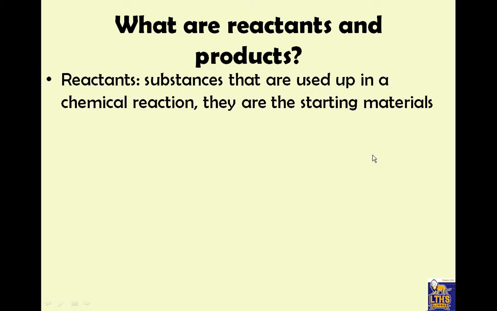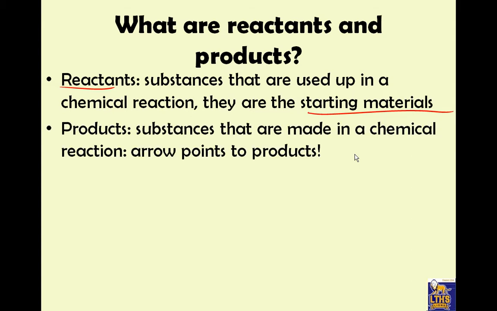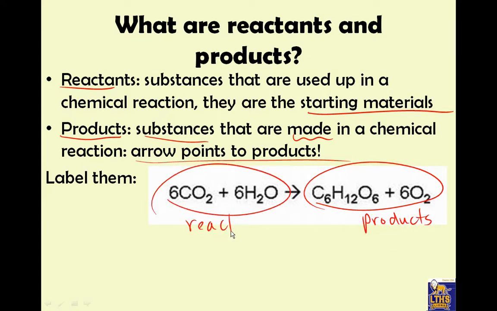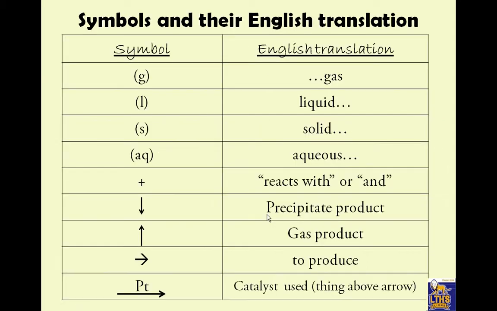So what are reactants and products? The left side of the arrow are the reactants. Those are substances that are used up in a chemical reaction. Reactants are starting material, substances used up. Products are substances that are made in a chemical reaction. Remember, the arrow points to products. So that's how you can help yourself remember. So let's label them. Here's the arrow. Arrow points to products. All right, and so these must be reactants. Make sure you can find those. I know, sounds simple, but now you've got to remember it.